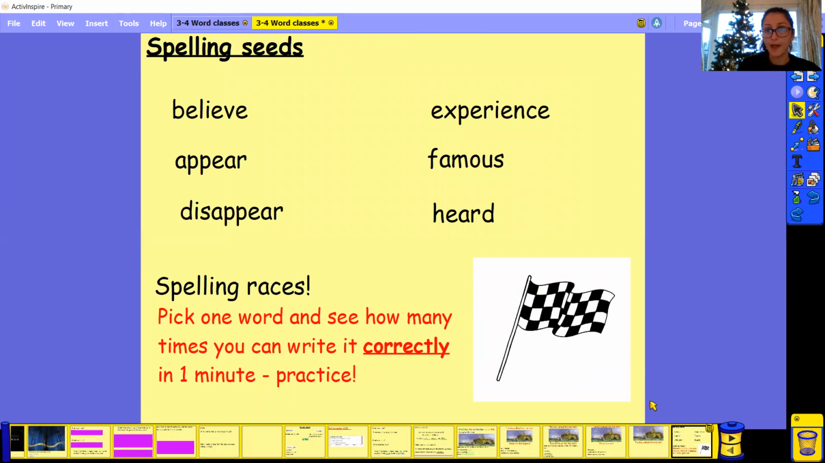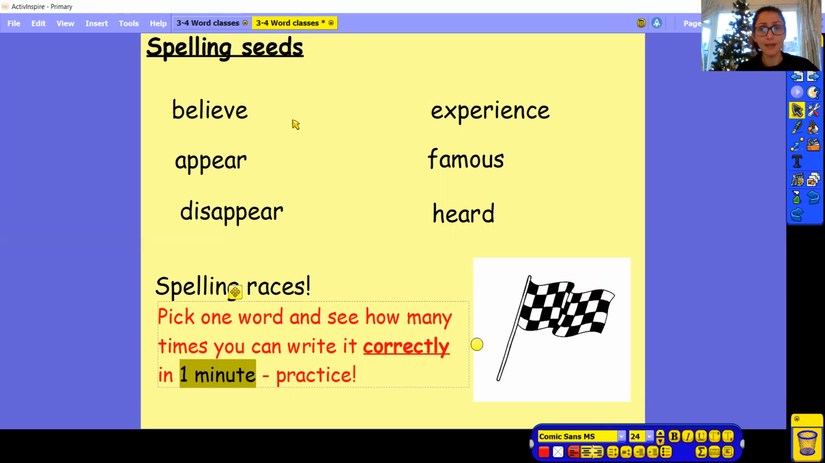So we're going to have a go at some spelling races today. So we had a go at spelling races when we were back at school. So this is a really good way of practising these words as well. So you're going to pick one of these words and you're basically going to time yourself. You can ask a parent or a sibling to see if they can time you, okay? And time you for 1 minute. And in that minute, you're going to write one of these words over and over again to see how many you can write correctly and neatly in a row, okay? And try and beat your score, okay? So for example, the first time you do it, maybe you wrote it correctly and neatly, maybe 7 times.